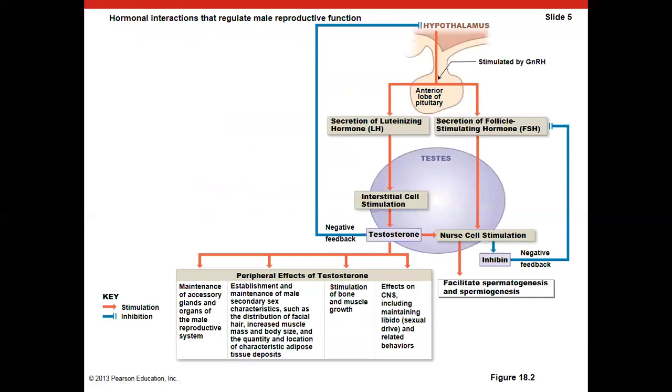There's the endocrine feedback loop. We talked a little bit about this in the endocrine system way back when, and I said we'd come back and talk about this again later, so here it is.